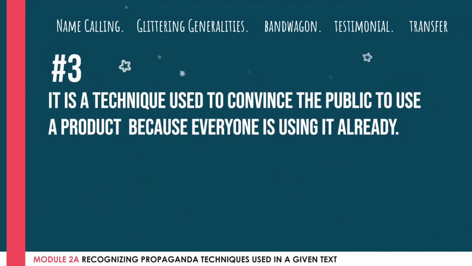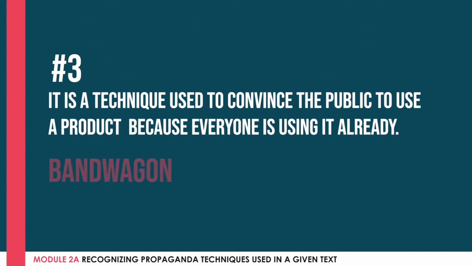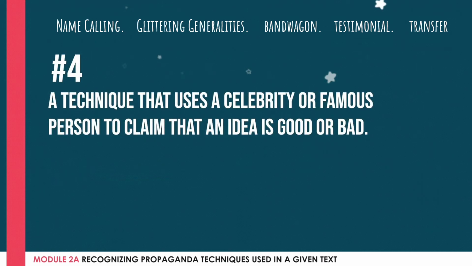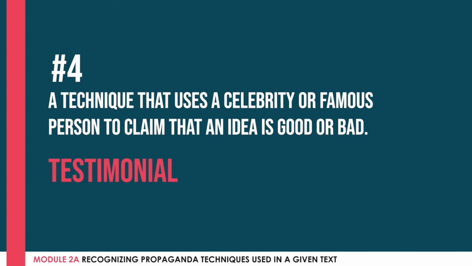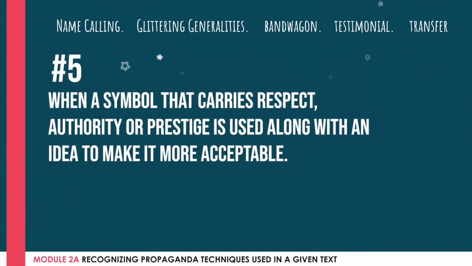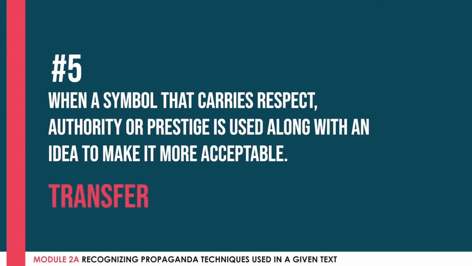Number 3, it is a technique used to convince the public to use a product because everyone is using it already. The answer is bandwagon. Number 4, a technique that uses a celebrity or famous person to claim that an idea is good or bad. That is testimonial. And number 5, when a symbol that carries respect, authority, or prestige is used along with an idea to make it more acceptable. The correct answer is transfer.